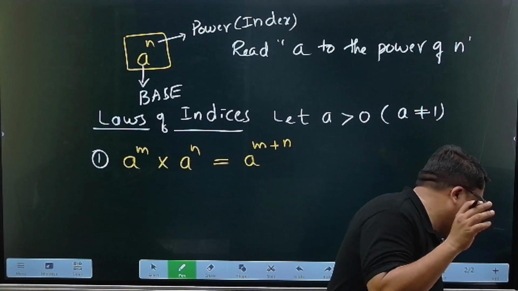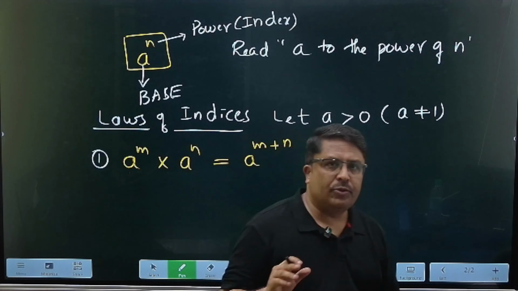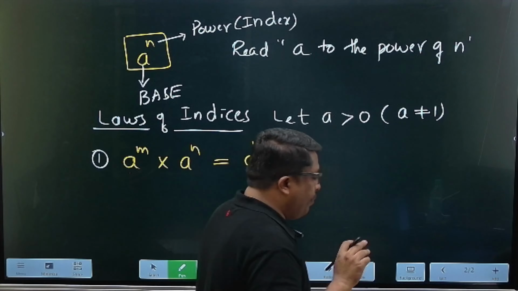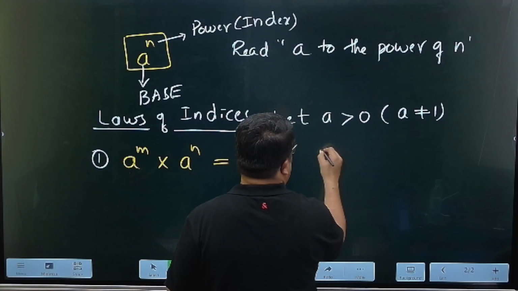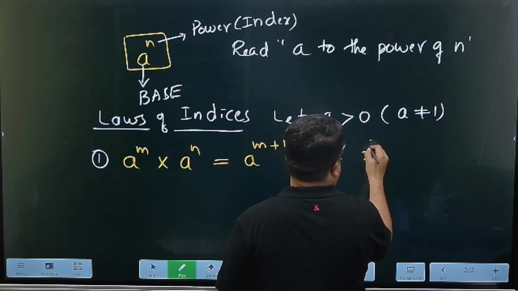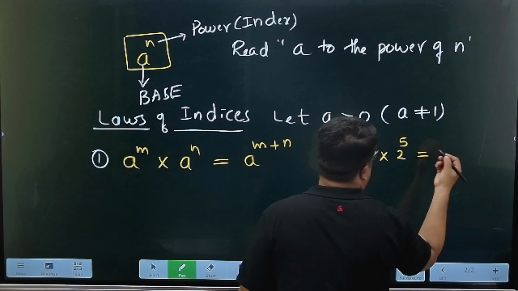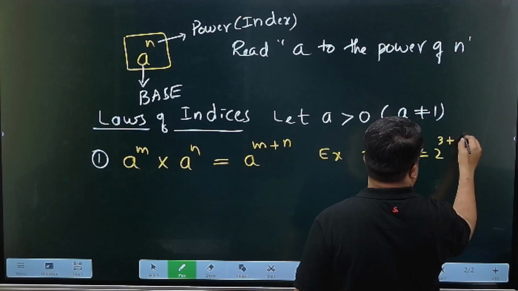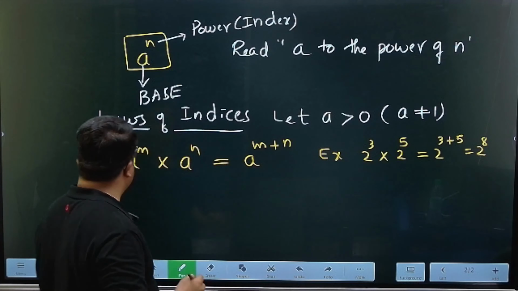So this is the first law. If two terms with similar bases are to be multiplied by each other, then the indices have to be added. Example, 2 to the power of 3 into 2 to the power of 5. The bases are same, add the indices, that is 2 to the power of 8. This is the first law.